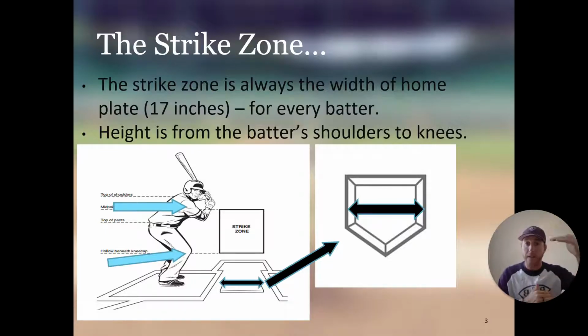So the height of the strike zone is from the batter's shoulders to their knees. So if you have a really short batter, the strike zone is going to be a little shorter. If you have a tall batter, the strike zone is going to be a little taller. So the strike zone is from the shoulders to the knees of whatever batter, and it's always as wide as home plate, which is 17 inches. That is the strike zone.